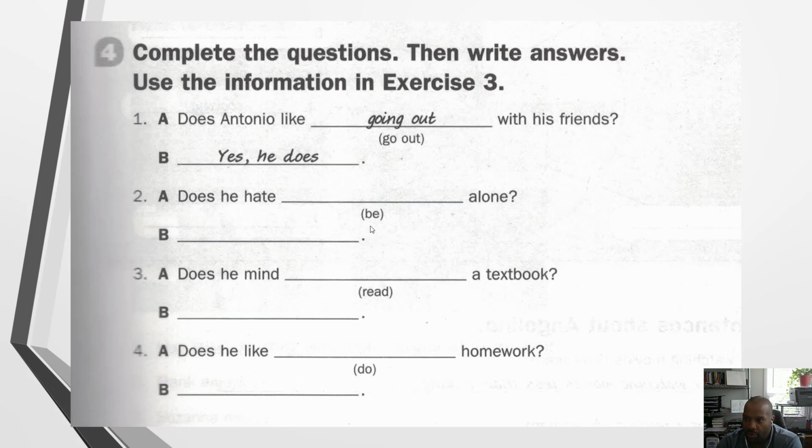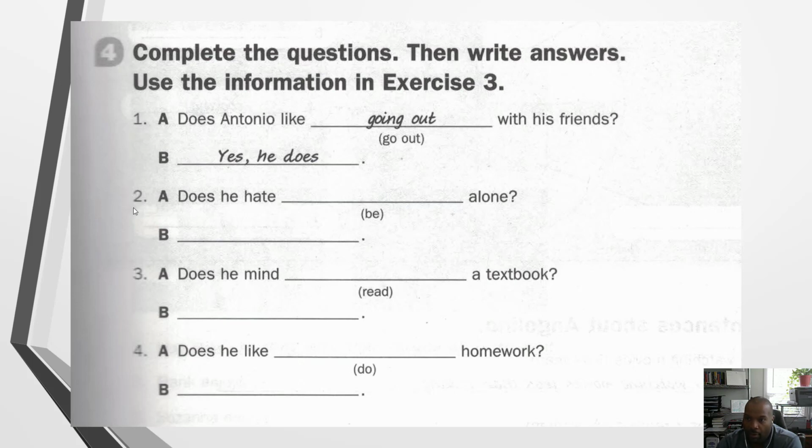So we're going to turn the word be into a gerund, the word read into a gerund, and the word do into a gerund. So take some time to pause the video and do that. I'm going to keep going now, and I'm going to show you what I have. All right?